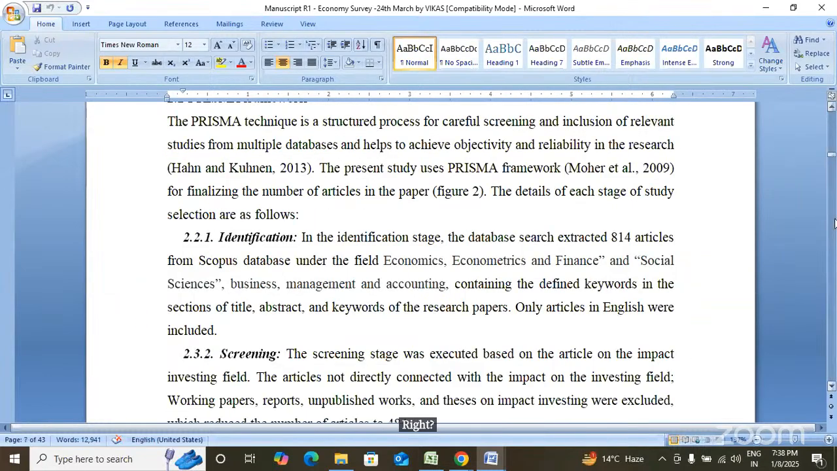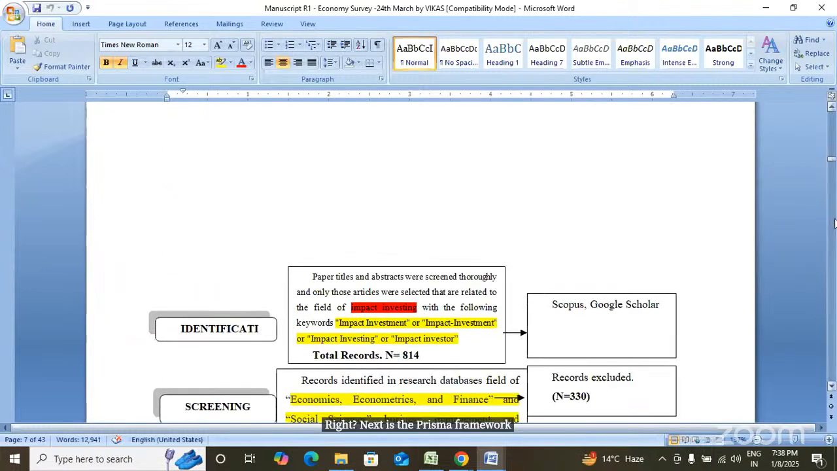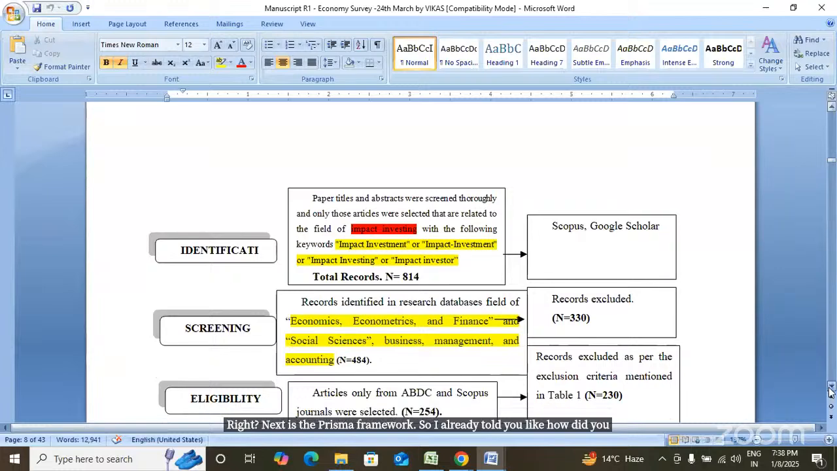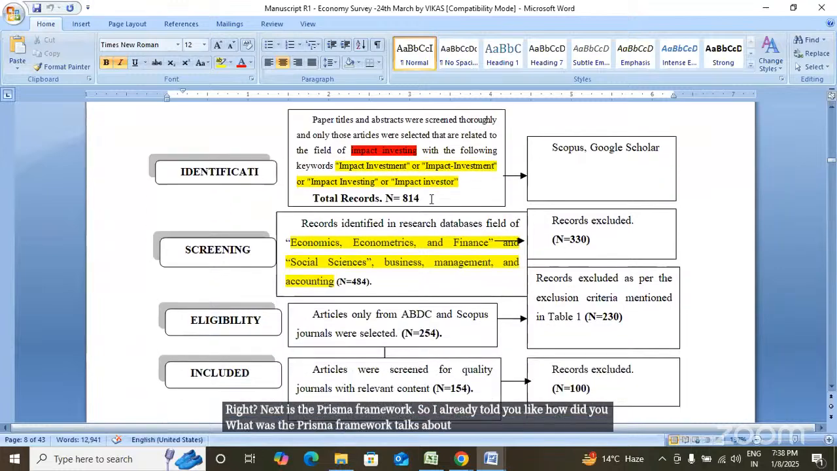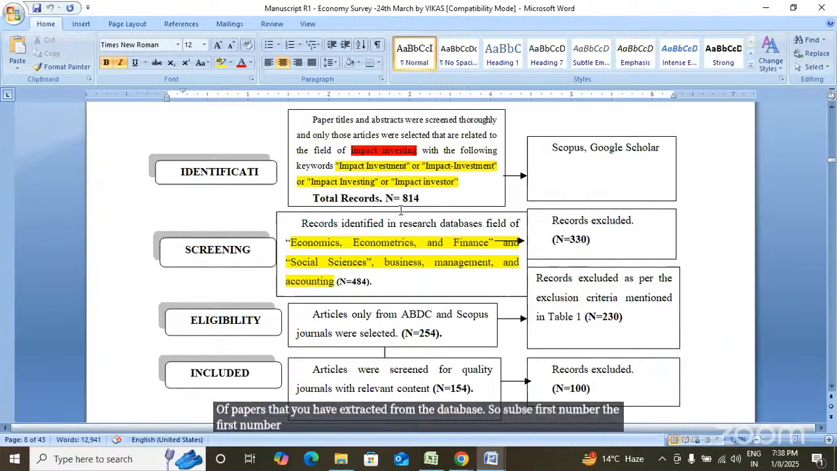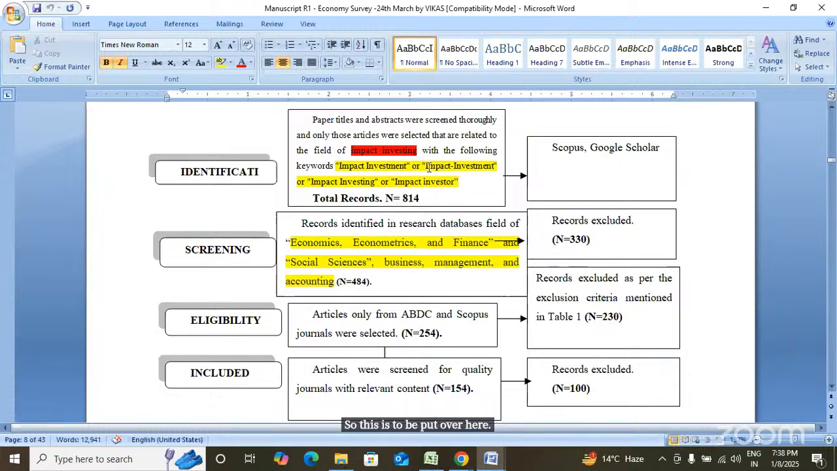Next is the Prisma framework. So I already told you what the Prisma framework talks about. What is the initial number of papers that you have extracted from the database? So the first number, the first figure that you get without making any changes. So this is to be put over here. So this is the first raw data.